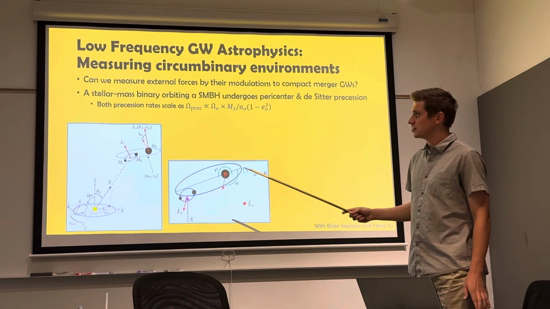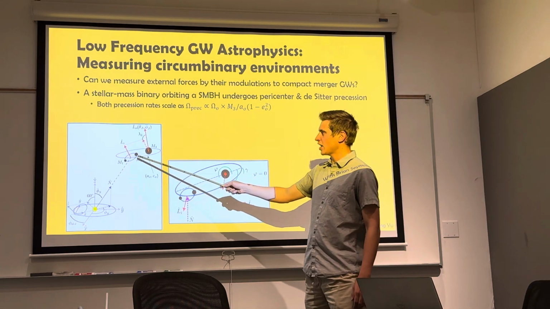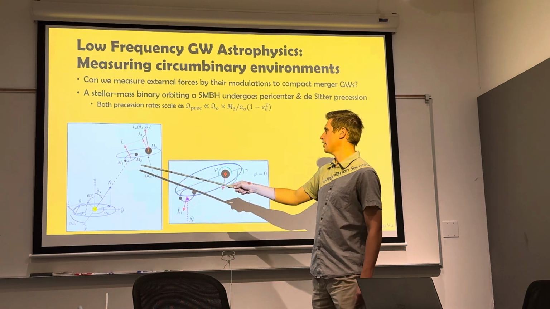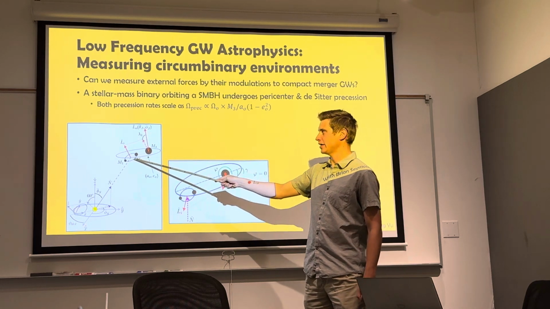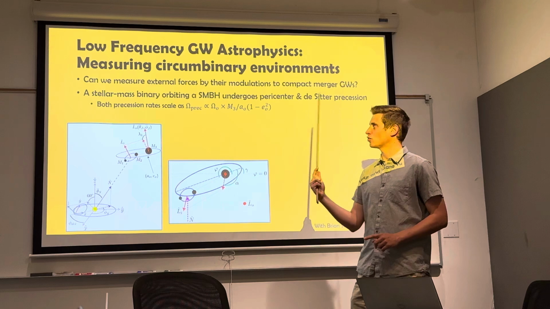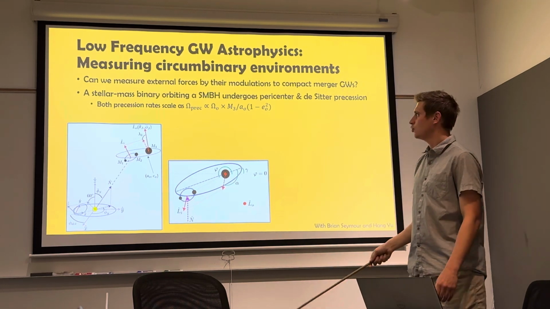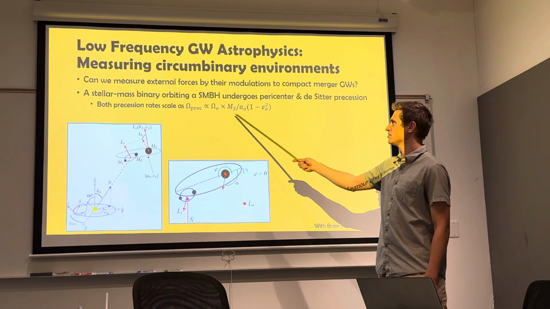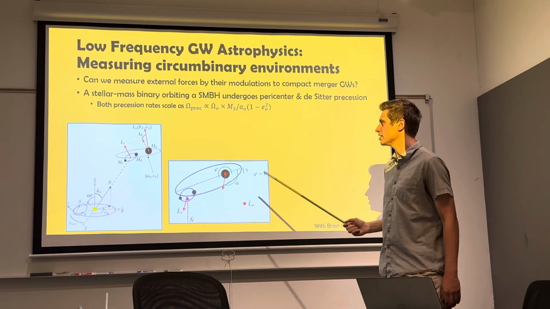And the second is called de Sitter precession, where if the angular momentum of the inner binary, that is the stellar mass binary, is not aligned with the angular momentum of the outer binary, which is the binary around the supermassive black hole, this L sub I will actually precess around L sub O. Both of these precession rates scale with just the Keplerian frequency times the supermassive black hole mass over the radius of the orbit with some eccentricity correction.